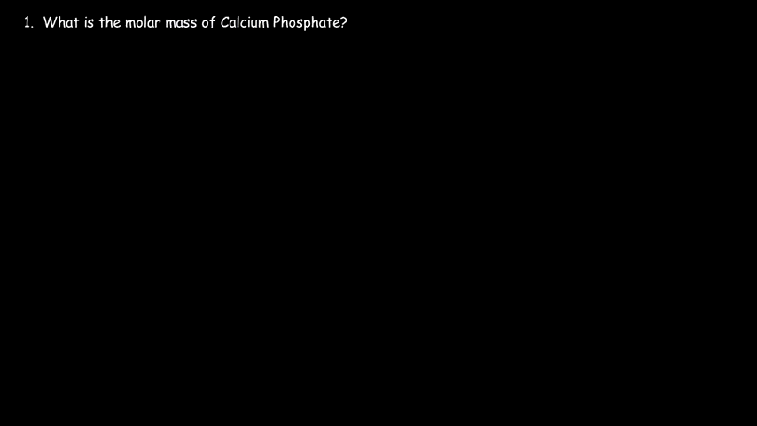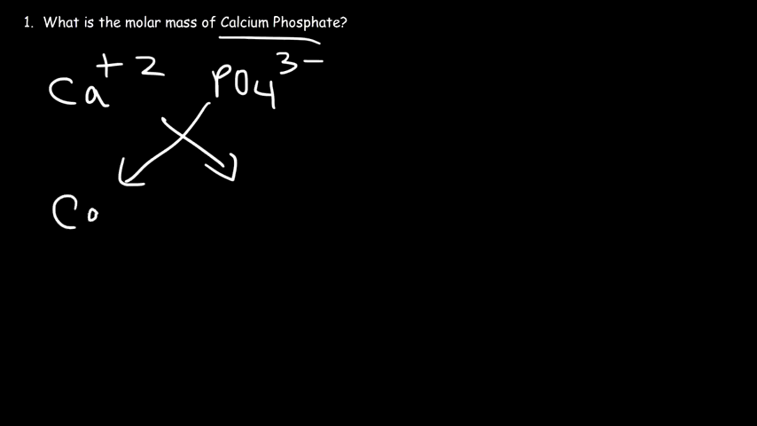Sometimes you may need to find the molar mass of a substance for which you're not given the chemical formula. Like this one. What is the molar mass of calcium phosphate? Before we can find it, you have to write the formula. So you need to know that calcium phosphate is an ionic compound. It's composed of a metal and some nonmetals. So we need to find the charges. Calcium has a positive 2 charge. It's in group 2 of the periodic table.